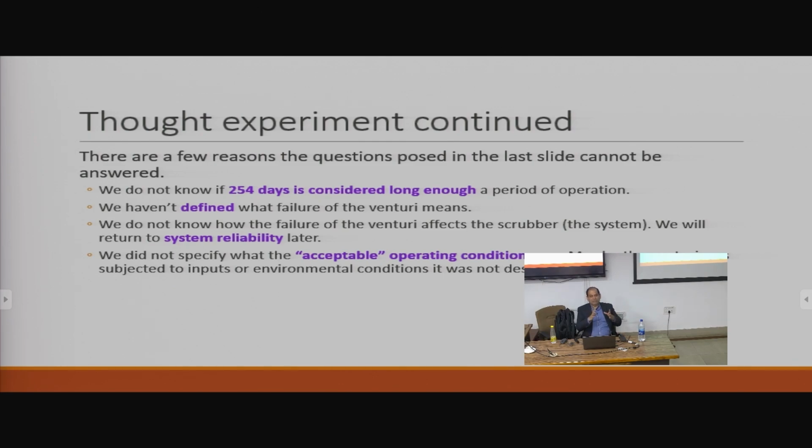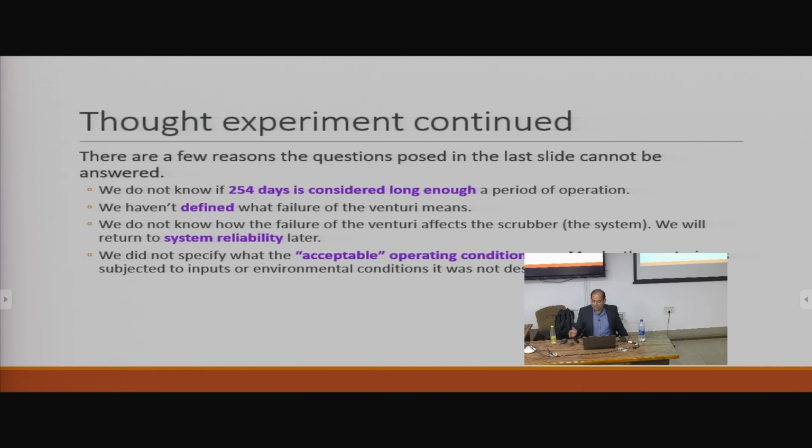So the Venturi itself, whether it's reliable or not, is contingent on a lot of things. What do you call a failure? What do you call a success? What are the acceptable operating conditions? If acceptable operating conditions did not exist, then you cannot make any claim about it. It could be the most reliable thing that you know, but yeah.